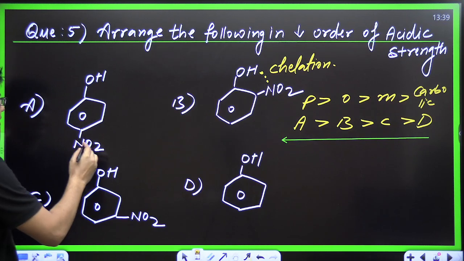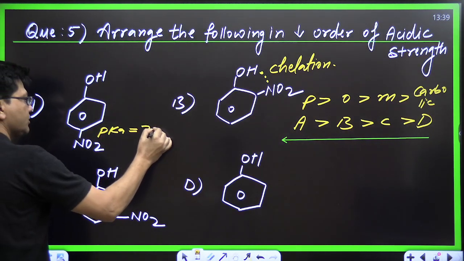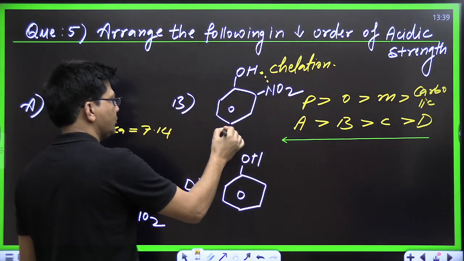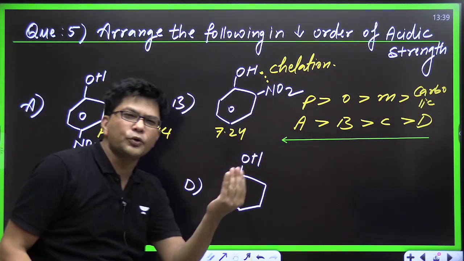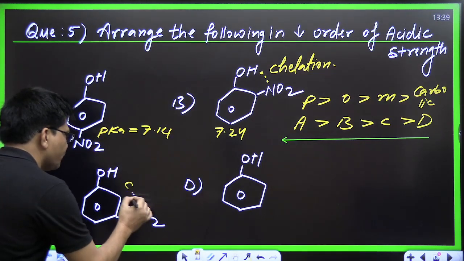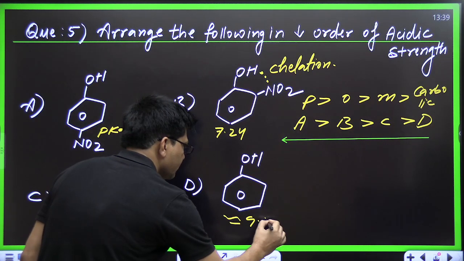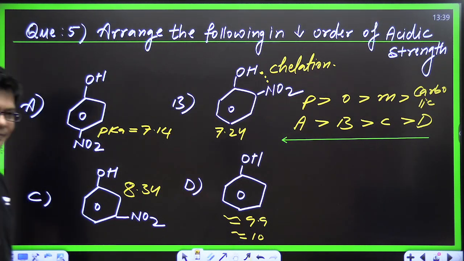If I say practically, its pK value is 7.14. See how slight the difference is, and its pK value is 7.24. Can you see 7.14 and 7.24? Very, very minute difference there. It is 8.34 pK value, and this is 9.9, that is approximately 10. So once again, this is the answer.